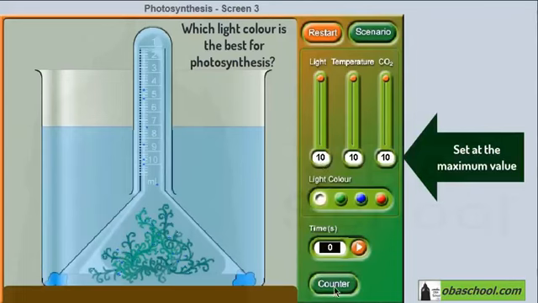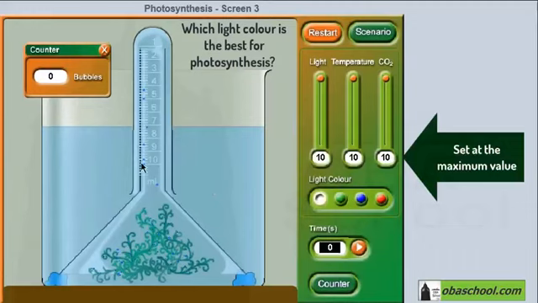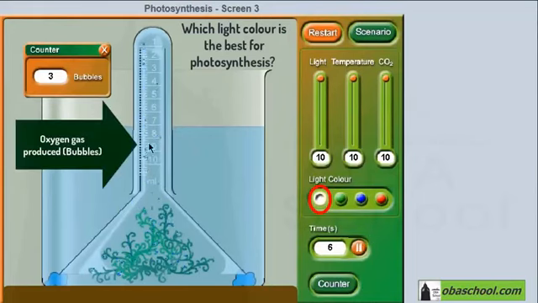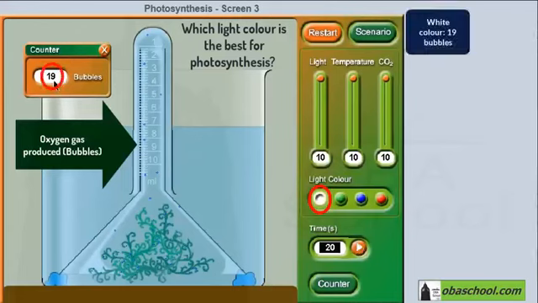Then, as we proceed with the experiment, the counter presents us with the counted number of oxygen bubbles throughout a specific period of time. So, starting with the white color, we observe the produced oxygen bubbles and the counter shall count them in a period of 20 seconds. In 20 seconds, 19 bubbles were counted with the application of white light.